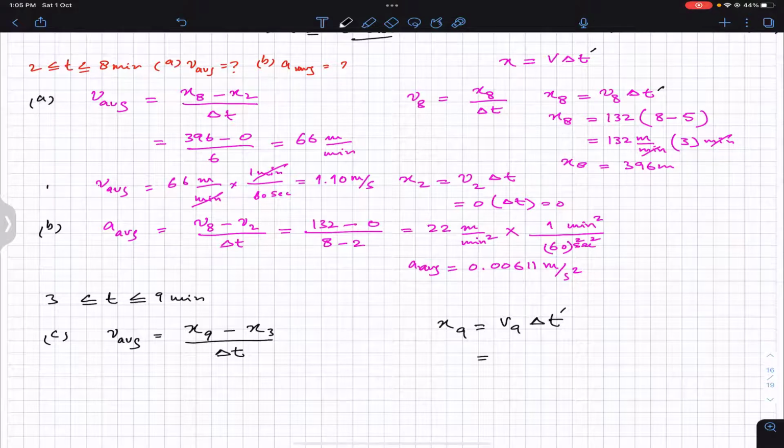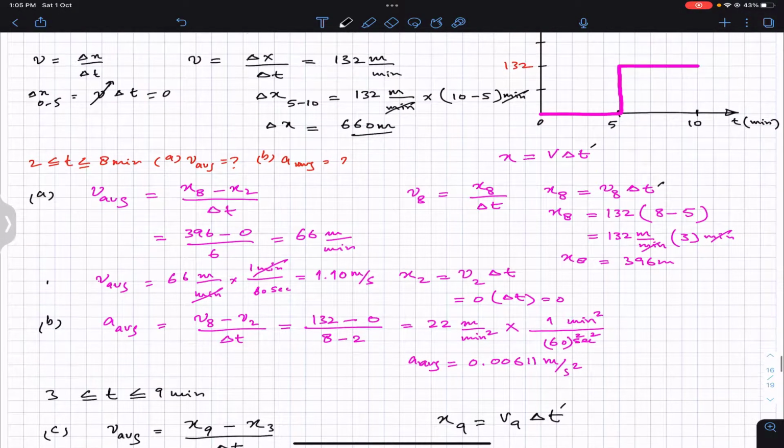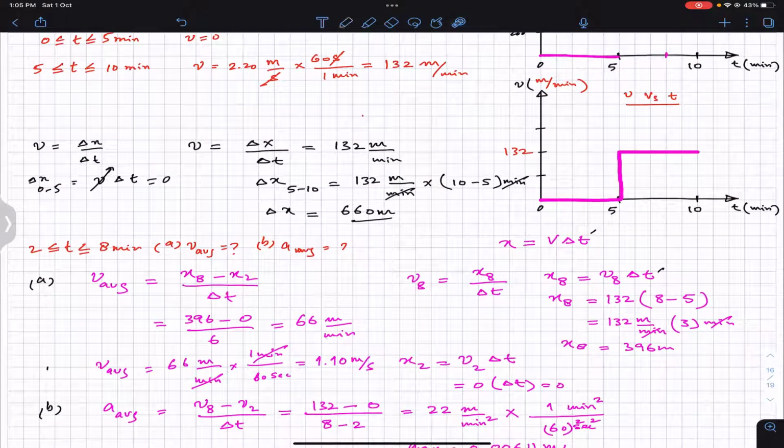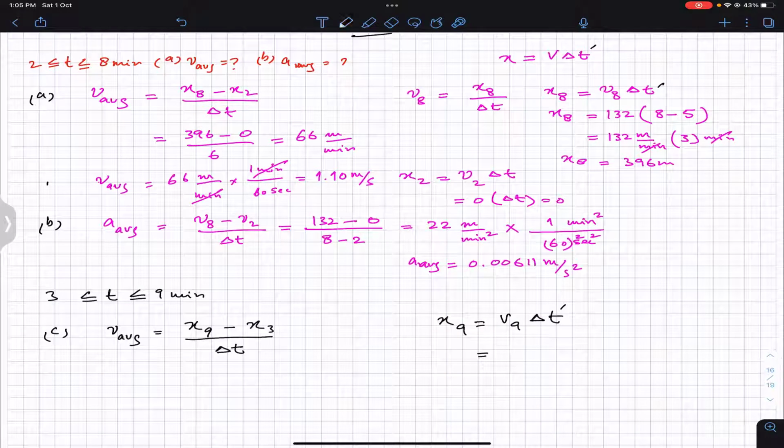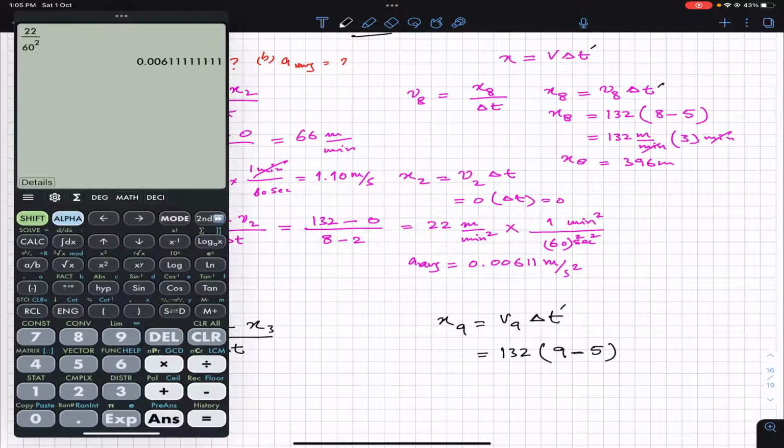Now the velocity at 9 minutes is again constant, which is 132. So v9 is 132 times delta t dash. Delta t dash is 9 minus 5, since at 5 he starts moving. So 132 into 9 minus 5, which is 4. This is 528.